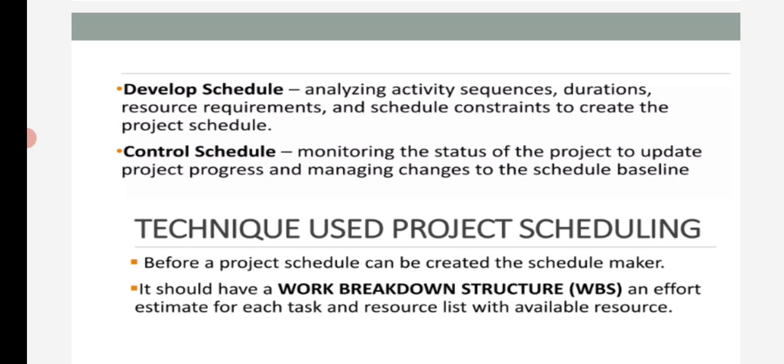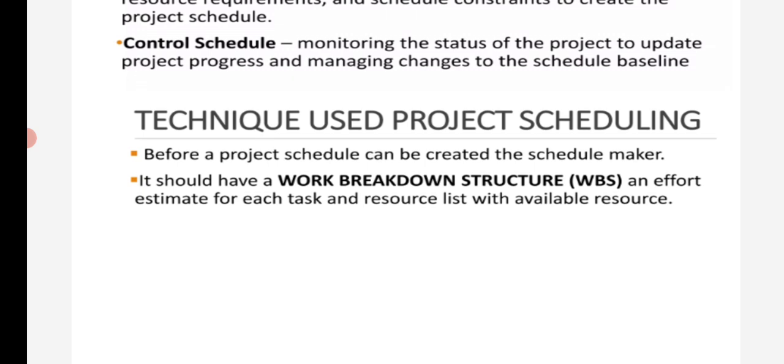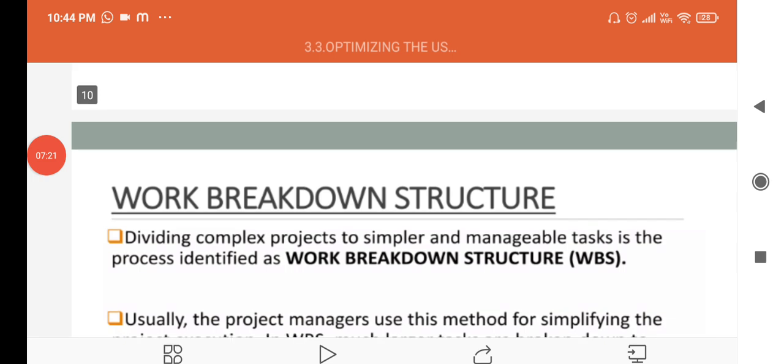Then develop schedule, to analyze activity sequences, durations, resource requirements and schedule constraints to create the project schedule. Then control schedule, monitoring the status of the project to update project progress and managing changes to the schedule baseline. Techniques used in project scheduling. Before the project schedule can be created, the schedule maker should have the work breakdown structure, an effort estimate for each task and a resource list of the available resources.